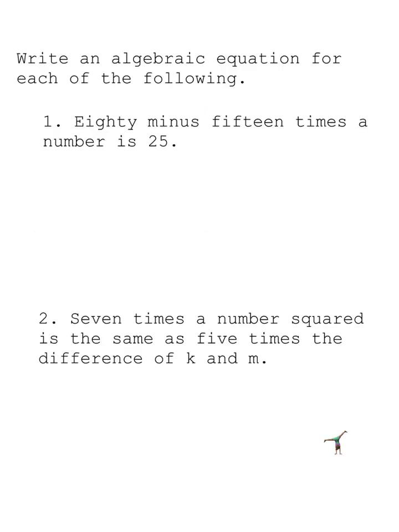It says write an algebraic equation for each of the following. 80 minus 15 times a number is 25. So I have 80 minus 15 times a number. So I have 15, and I'm going to use x as my number, is, that's my equal sign, 25. So I have 80 minus 15 times a number, 15x, is or equals 25.